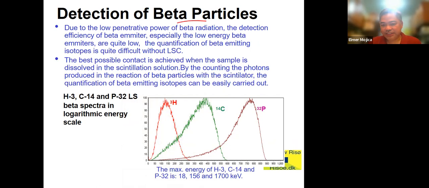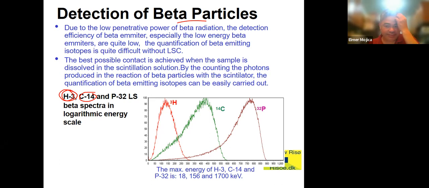Okay, and the isotope that I use is tritium. I use tritium labeled antibiotics to monitor what happened to the antibiotics as they go to the environment. Tapos yung isang antibiotics ko is a C14. I think I use tritium tetracycline and C14 sulfamethoxine.